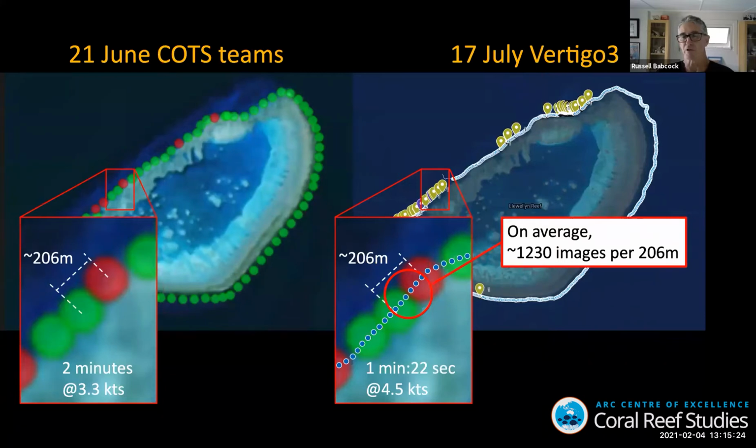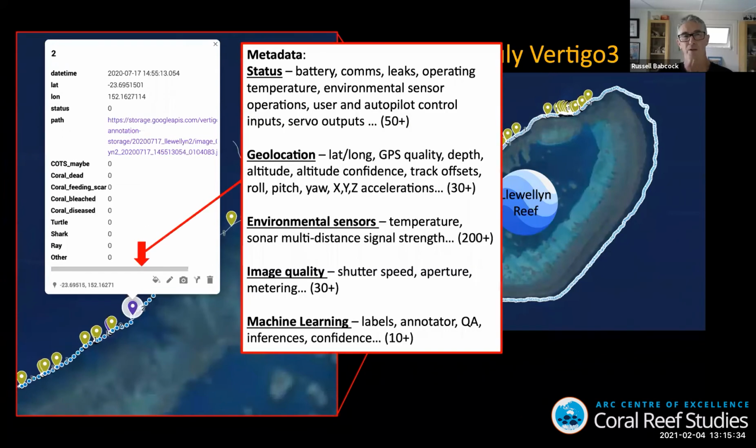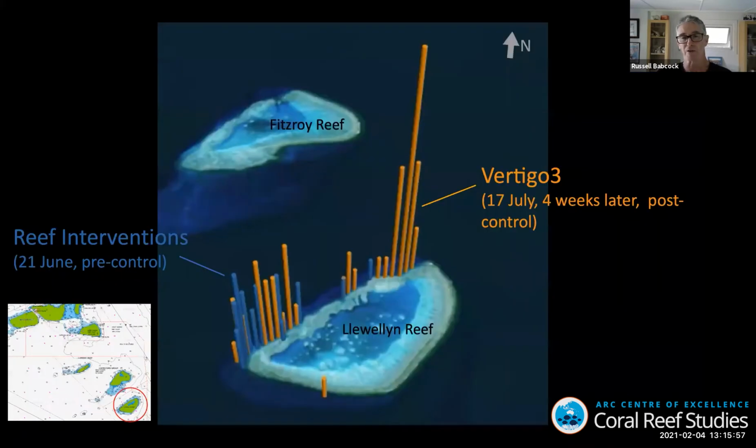So there's on average 1,200 images per 200 meters. We're towing faster, and we get a lot of information, not only about what the machine is doing, but also geolocation, far more precise and accurate location of the starfish. We get environmental data that corresponds to each of those points. We've got an image of everything that we can go back and interrogate later. And we can use machine learning to pull information out of those things once it's been trained.